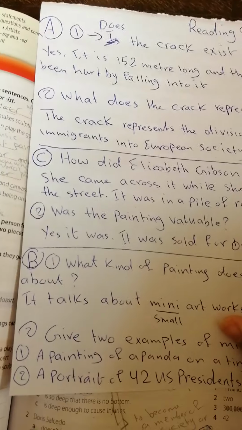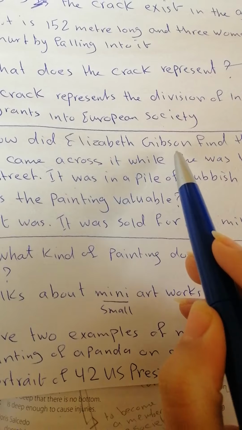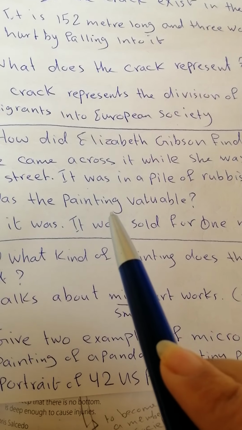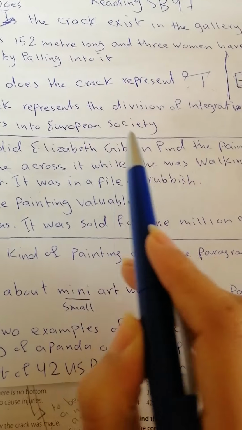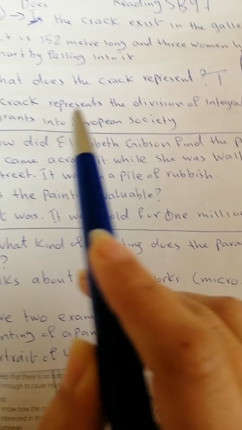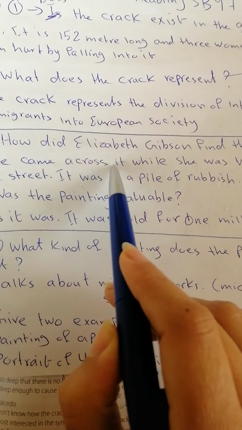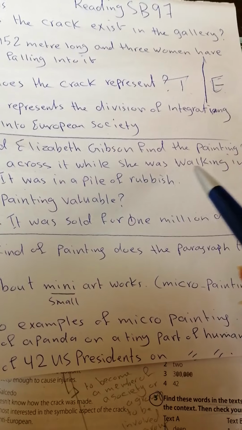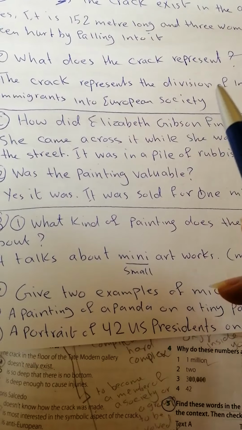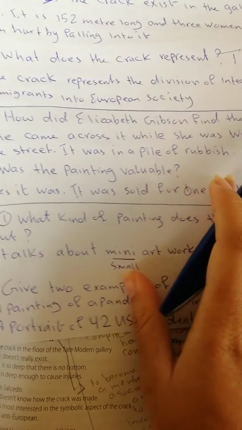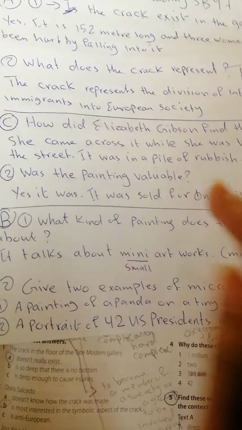Okay, now in paragraph C, we talked about a woman. Her name is Elizabeth Gibson, and she basically came across a painting while she was walking in the street. Now let's look at this question. How did Elizabeth Gibson find the painting? How did she find it? She came across it. She found it by accident. She came across it, the painting, while she was walking in the street. And it was the painting in a pile of rubbish, in a heap of rubbish.